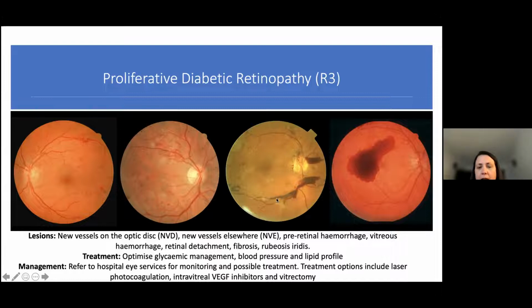The problem with these new vessels is that they are really weak and fragile, and they'll quite easily break and then start bleeding. So then we get these pre-retinal hemorrhages. These are these boat-shaped hemorrhages on the eye. So it's a straight line at the top, and then it dips down into a boat shape.